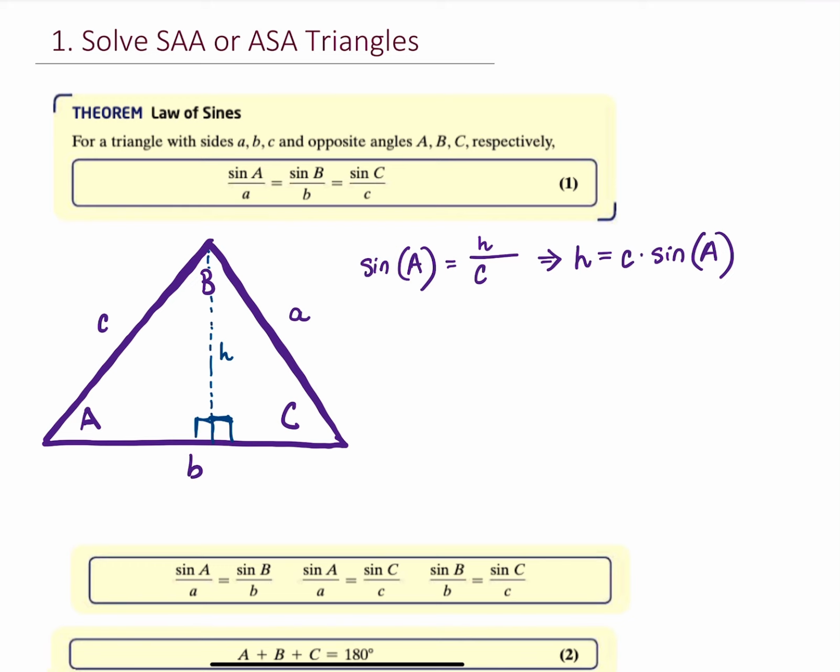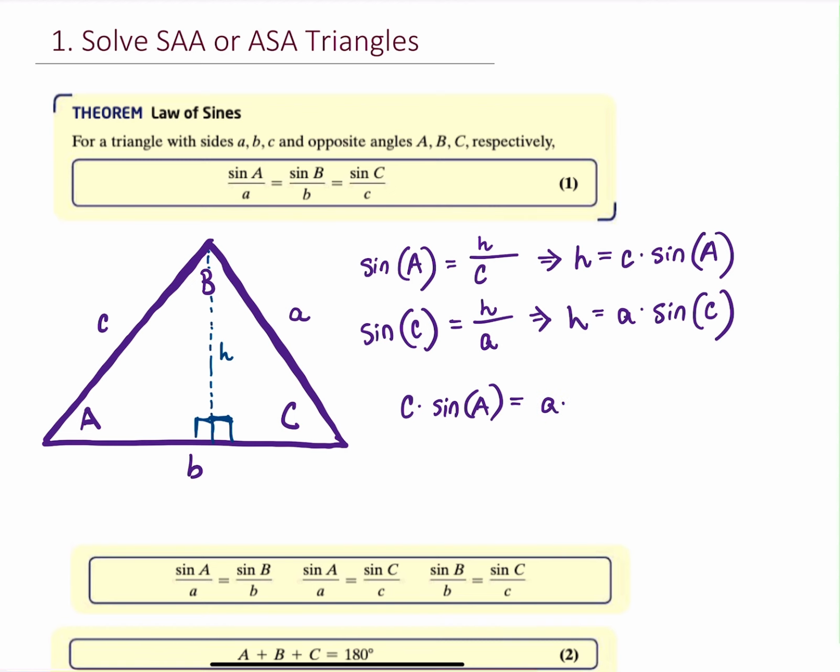And let's do a similar statement for angle C. Let's take the sine of angle C. Well, that would be opposite side length, which is h, divided by the hypotenuse of A. So opposite side length is h divided by A. And we can solve this for h as well. We can say h equals A times the sine of C. And since these are both equal to h, they must be equal to each other. We can say C times the sine of A is equal to A times the sine of C.